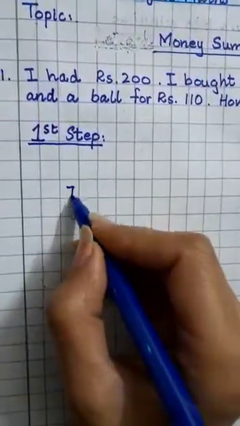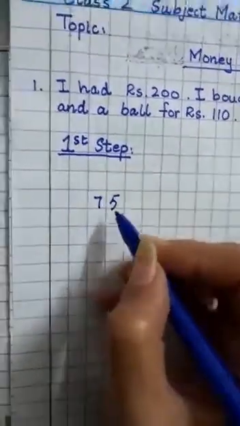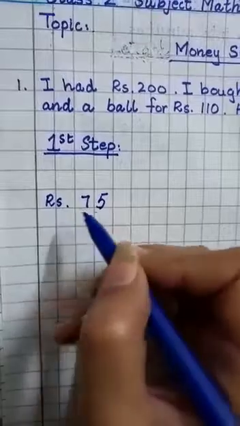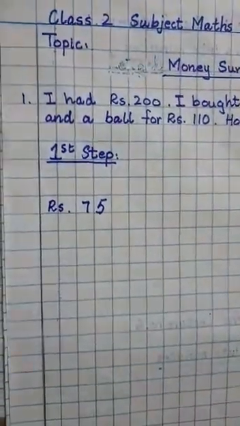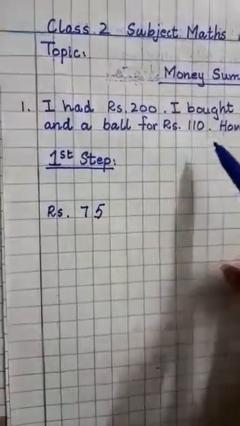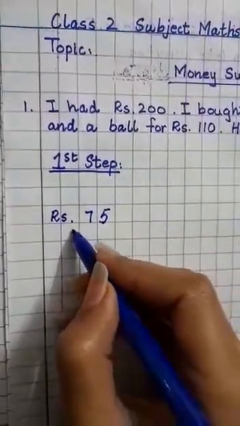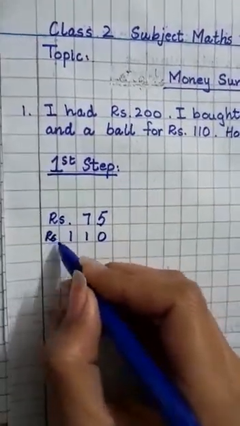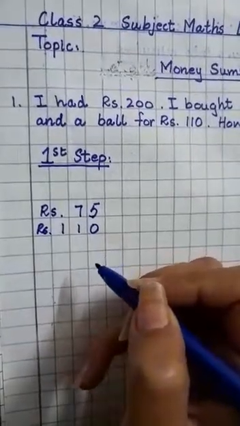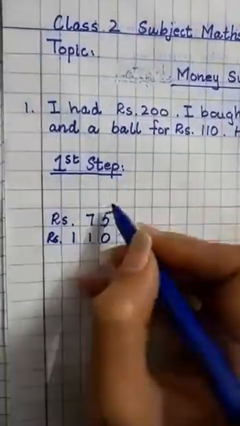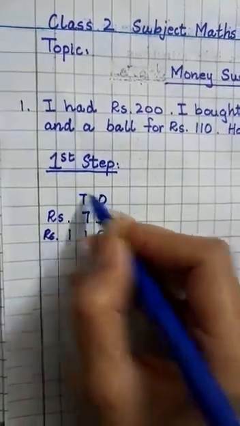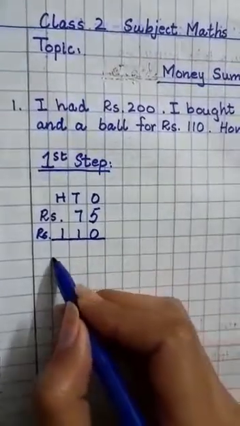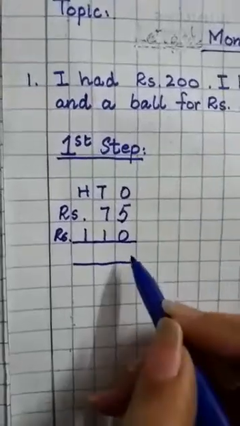Right here 75, like this, and rupees 75. So over here you have to write rupees 75. Okay, then we have ball for rupees 110. So right here 110, rupees 110. Okay, write place value in the top, 1, 10, 100. Like this. Okay, now first we will add this.